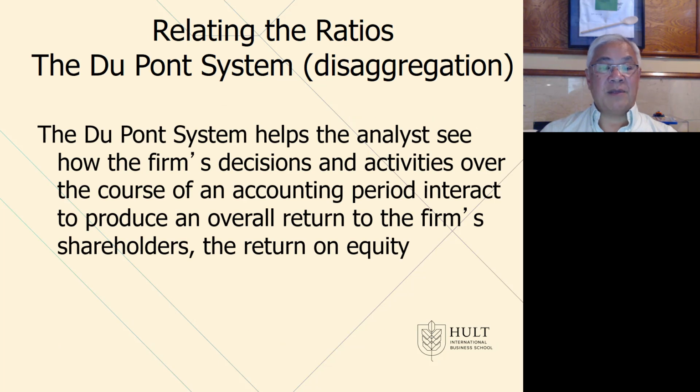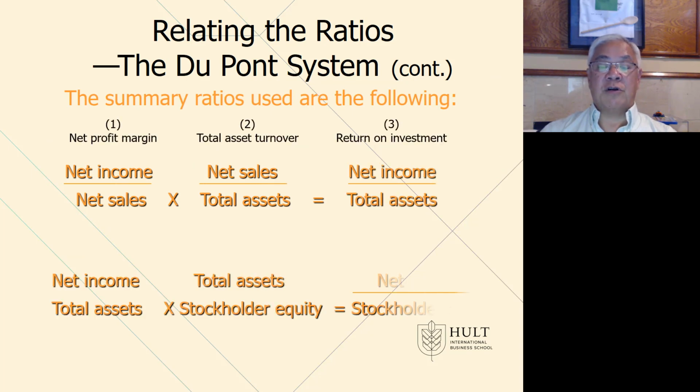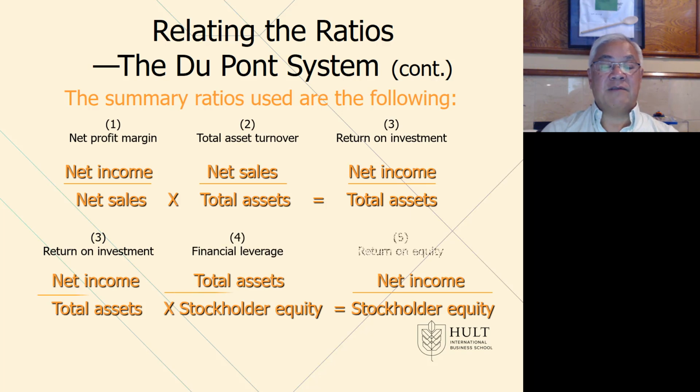The DuPont system is something you probably have seen, and it is a disaggregation of a big ratio into smaller ratios. And it's good because it shows the interrelationship between ratios. So here is the DuPont formula to get to return on investment. Net income divided by net sales is net profit margin. For every dollar of sales, what is your net income? Next is for every dollar of assets, what is my net sales? So what we're saying is we're looking at two things: how profitable are you and how efficient are you at running your business. The net result is return on investment. For every dollar of assets you have, how much profit do you make?